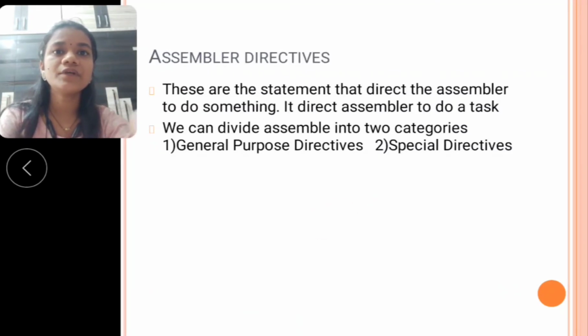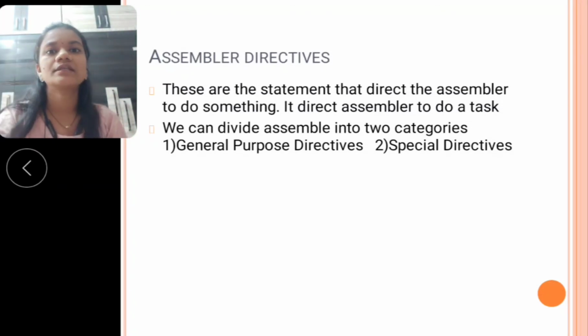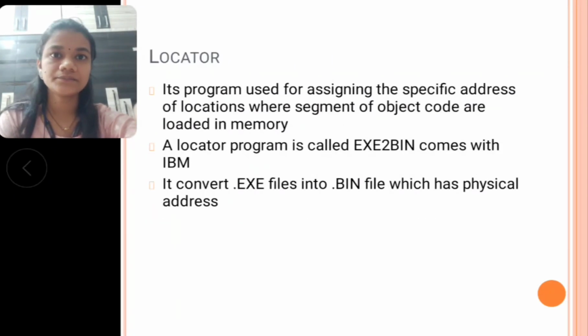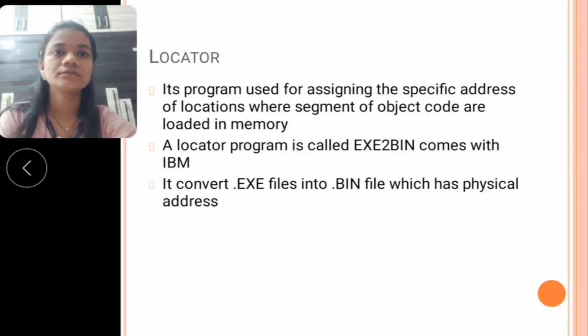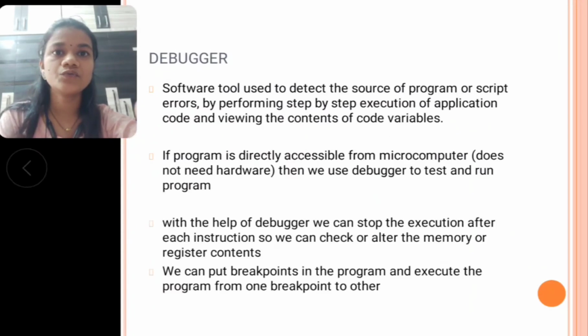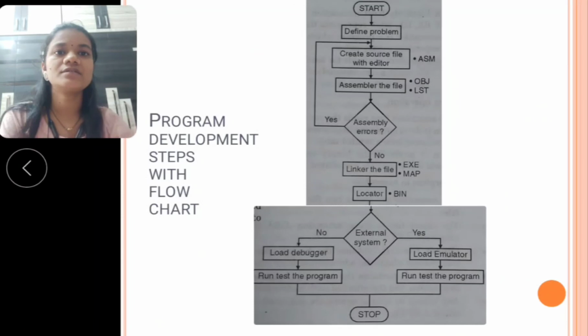Now we have seen the assembly language tools, which are nothing but the editor, then assembler, linker, then locator, debugger and emulator. So we will move towards the flowchart. Okay, so this is our program development steps with flowchart.